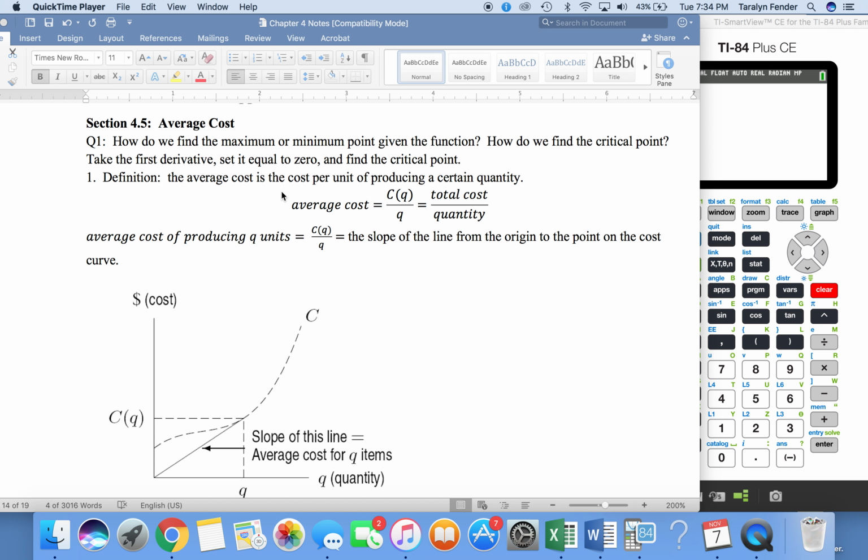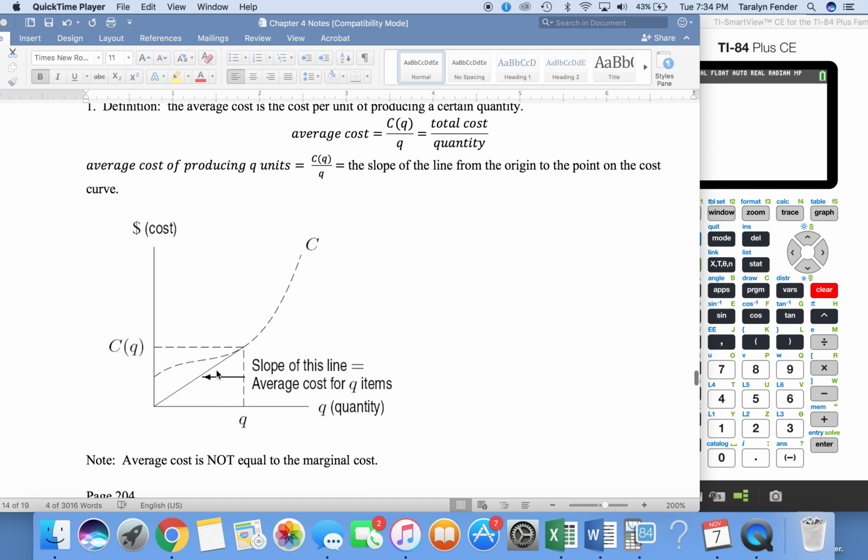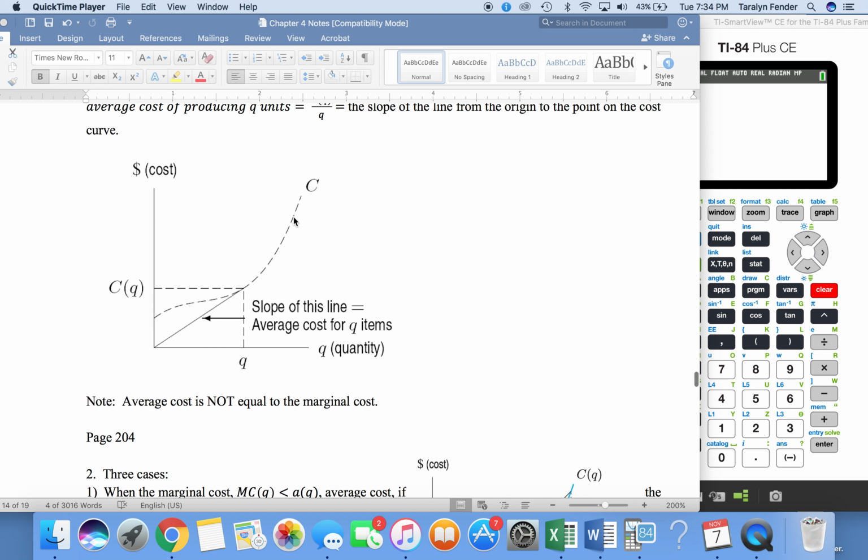Now, average cost is the cost per unit of producing a certain quantity. So you have the cost divided by the quantity. The average cost of producing Q units is equal to the cost function divided by Q, which is equal to the slope of the line from the origin to the point on the cost curve. And as you can see here, here's the cost curve, and here is the slope of the tangent line. This is the average cost of Q items.